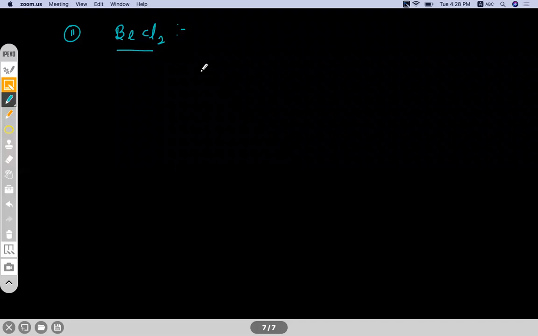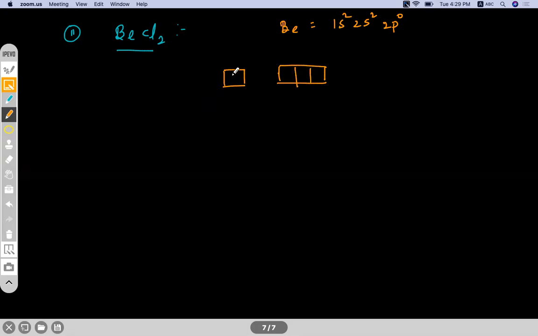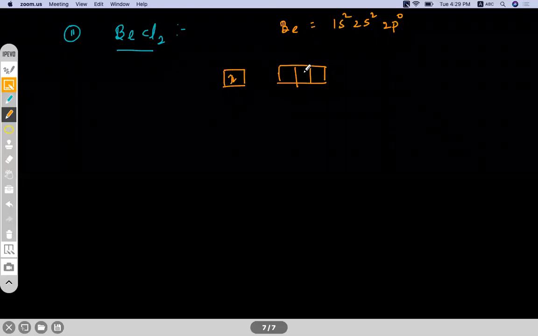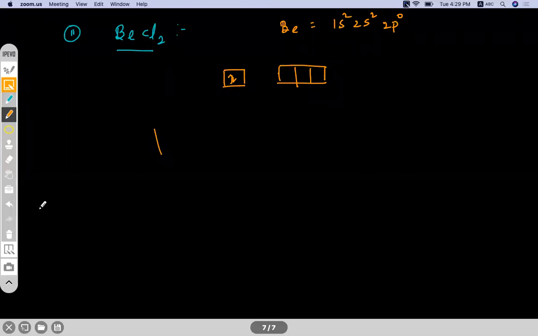So beryllium is 1s2, 2s2, and the 2p orbital is vacant. There's no electron present in 2p. If I draw the diagram here, this is 2s and this is 2p. 2s has 2 electrons and there's no electron in 2p. But it has to bond with 2 chlorine atoms, which means 2 unpaired electrons are required for beryllium.